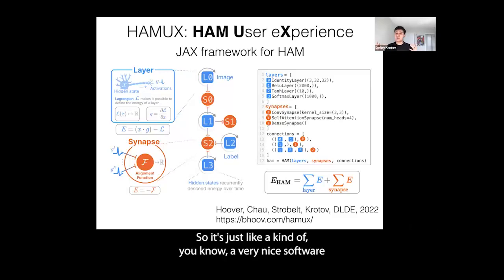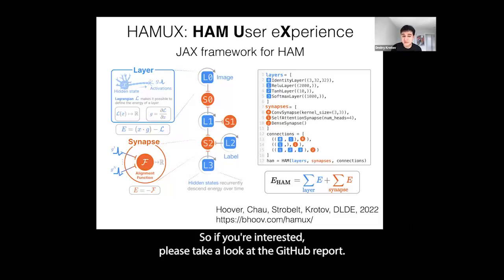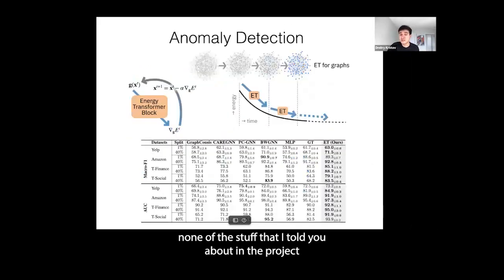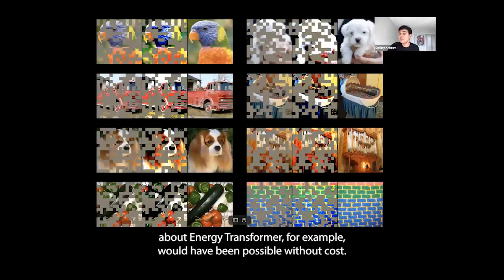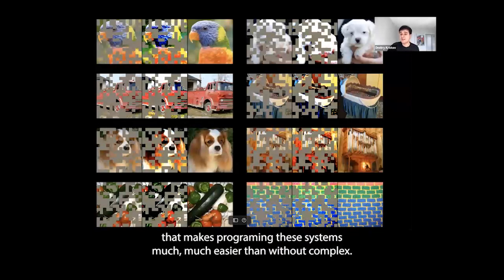So it's a very nice software engineering tool and abstraction, if you will, that allows you to efficiently program these energy-based Hopfield networks. If you're interested, please take a look at the GitHub repo. It's completely open source, and it's an evolving project, but none of the stuff that I told you about in the energy transformer, for example, would have been possible without HAMux. It's a very convenient tool that makes programming these systems much, much easier than without HAMux.